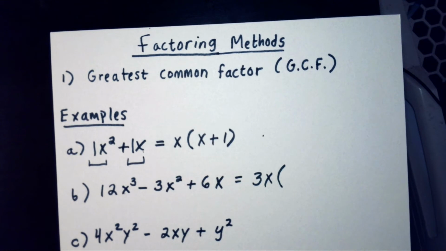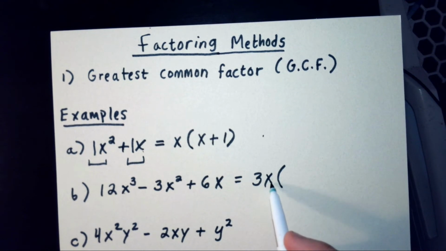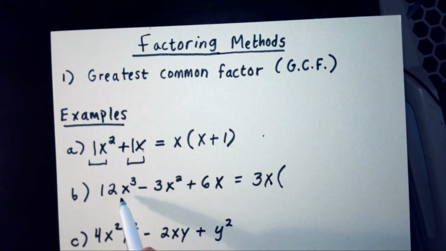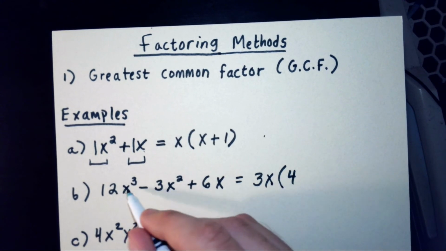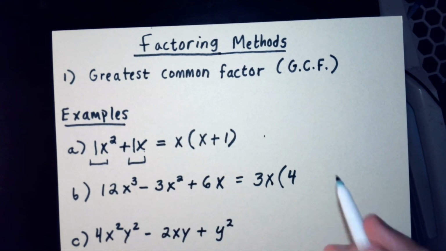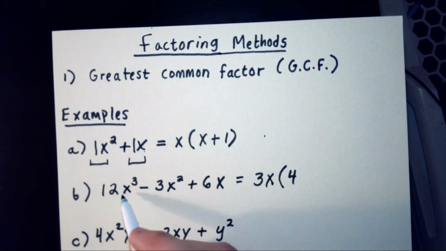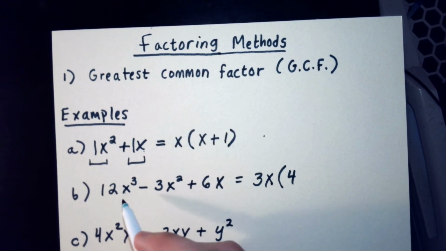And parenthesis. Now we're going to ask ourselves, what do we multiply by 3x so that we end up getting 12x cubed? Well, to get from 3 to 12, we need to multiply by 4, because 3 times 4 is 12. Next, we have an x here, but we have an x cubed here. So we need to get 2 more x's.